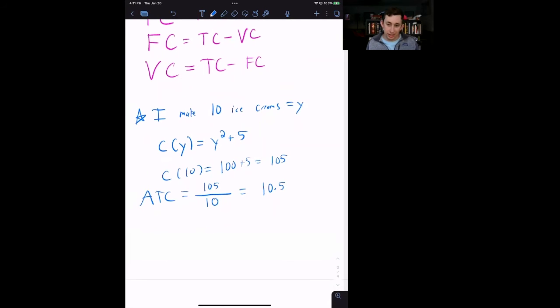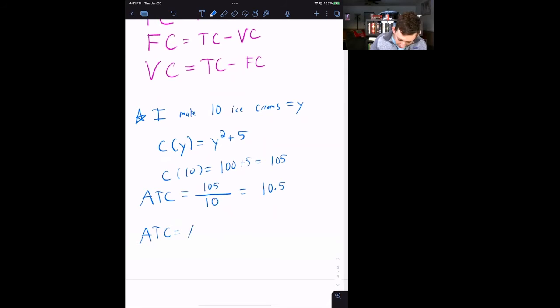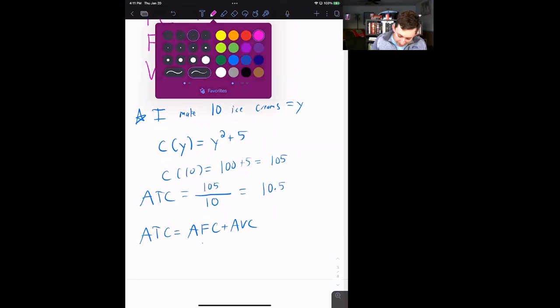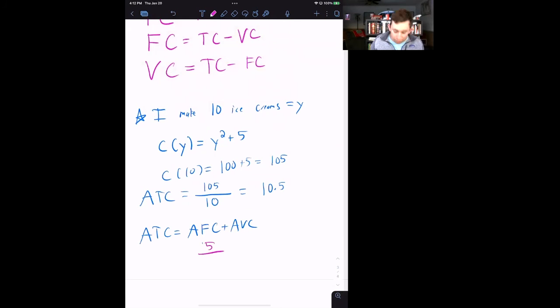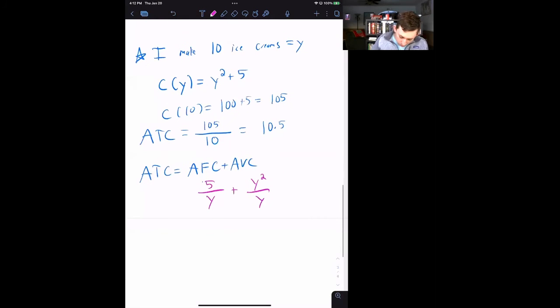Similarly to total cost equals fixed cost plus variable cost, we have average total cost is average fixed cost plus average variable cost. So average fixed cost is just going to be, in this case, that 5 from our fixed cost divided by y, or our quantity. And our average variable cost is going to be our y squared over y. So what we're going to have is our average total cost is going to be 5 over y plus y.